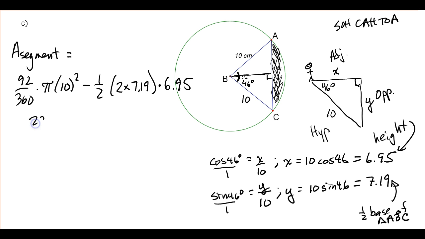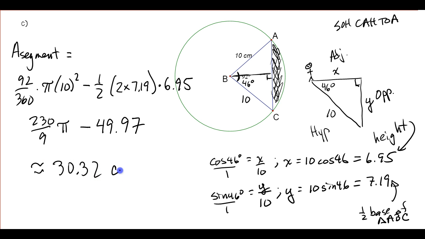And then if we plug all this into our calculator, well, let's do this in steps here. This turns out to be 23/9 pi, and this part turns out to be about 49.97. And our final answer then becomes about 30.32 centimeters squared. So remember, if units are included in the problem, make sure you include them in your answer.